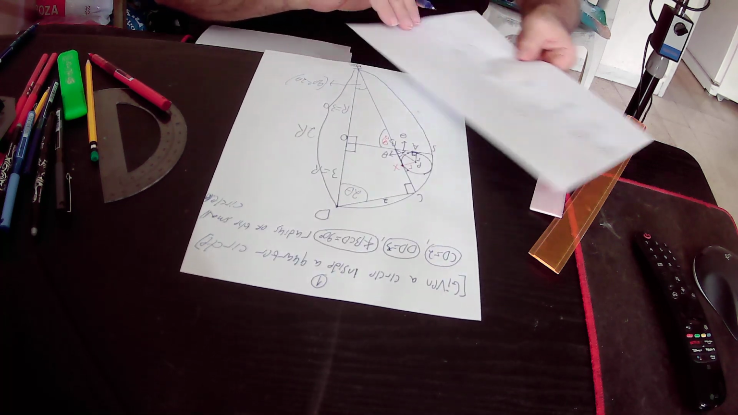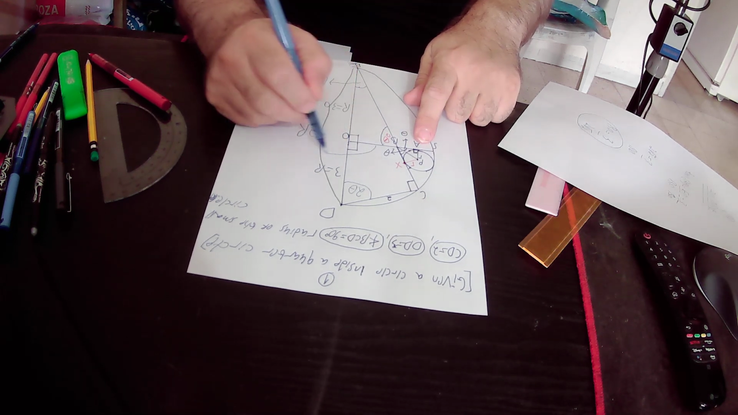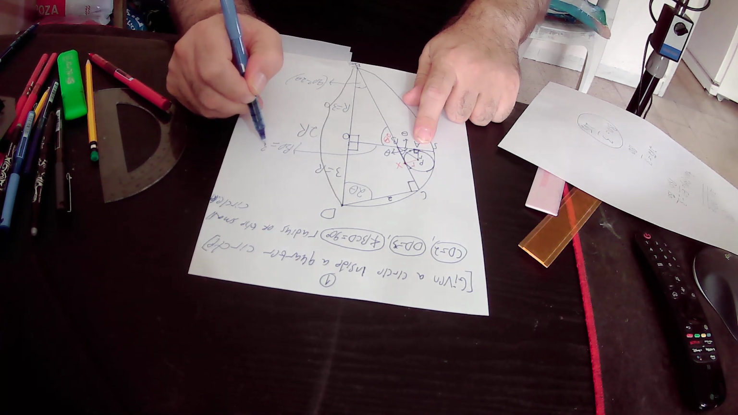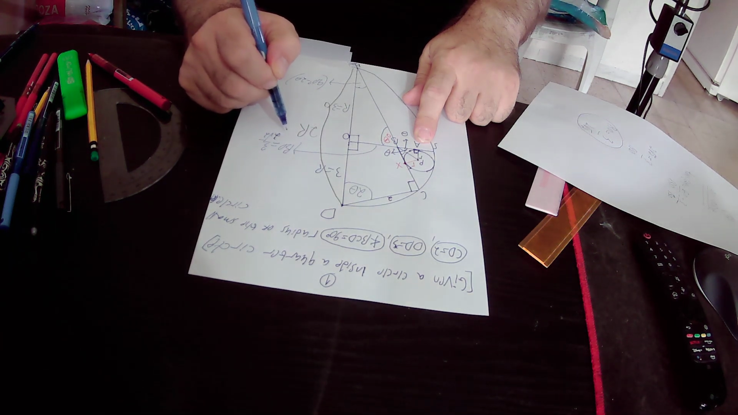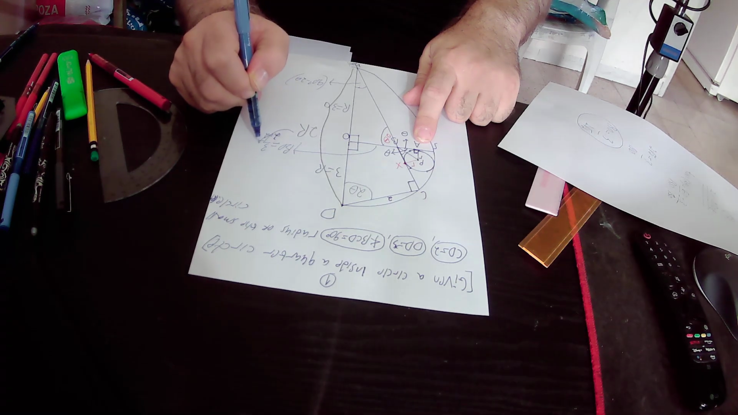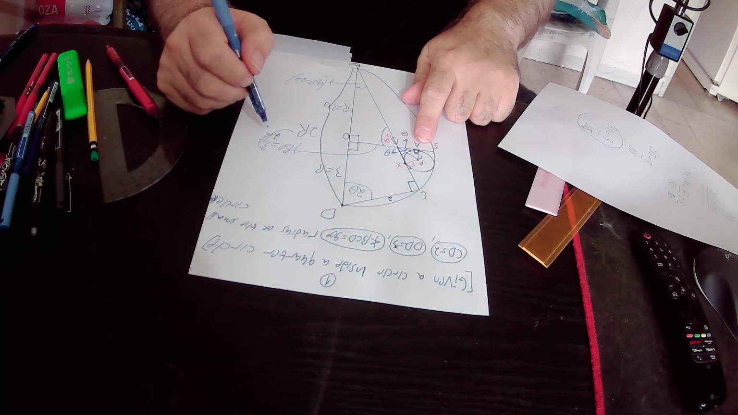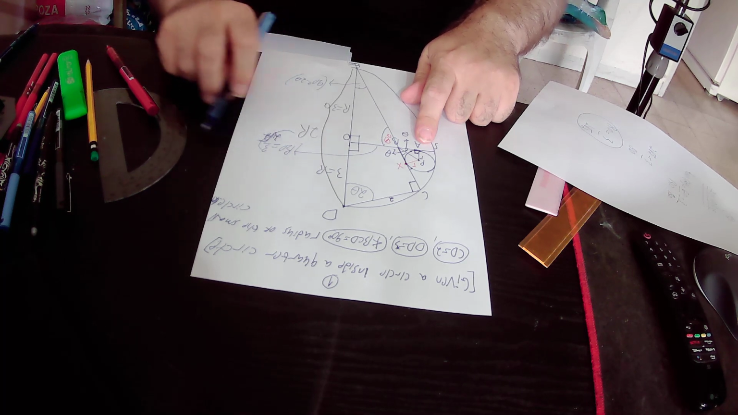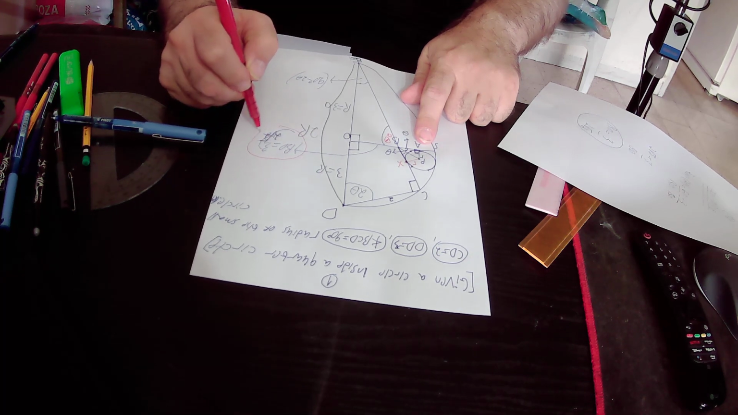Okay, so we found out that BO equals 3 over 2 times root 2.